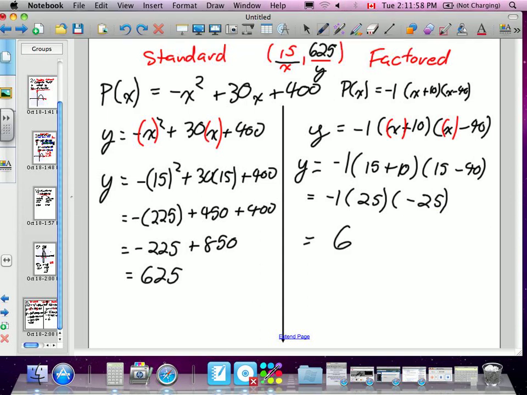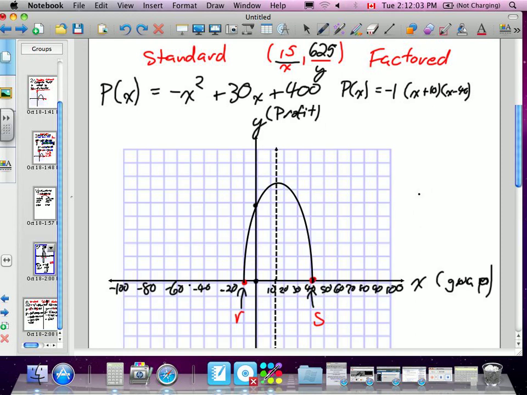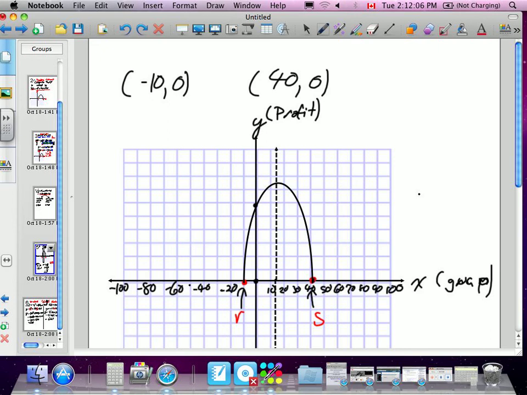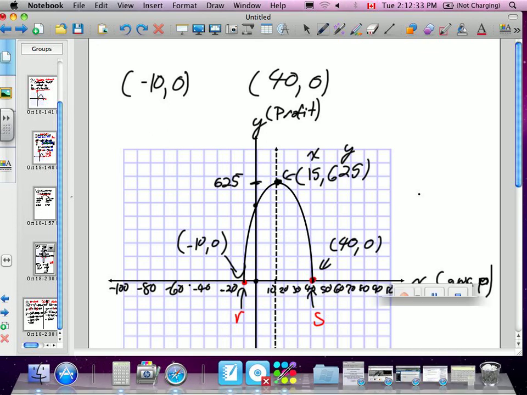So we discovered the profit part. And now when you make a graph, don't ever do it the way I'm just about to do it here. This is 625. So the vertex is at 15 and 625. This is our x and our y value. So we've put our negative 10 and 0, 40 and 0, and the vertex is 15 and 625. We've graphed our three major points: the vertex and the two zeros, or the x-intercepts.